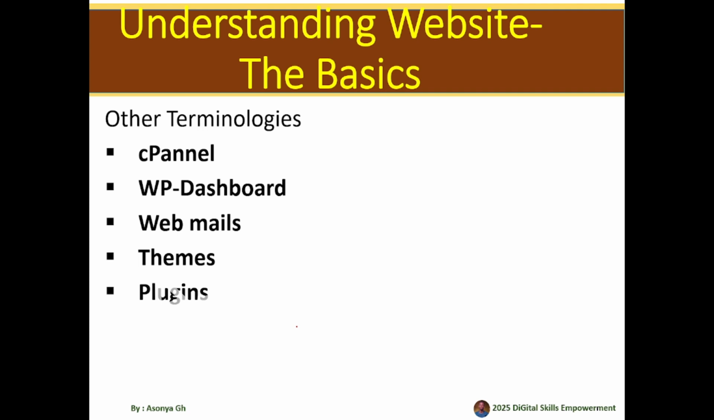And then the next one is WP dashboard. WP simply means WordPress. So the WordPress dashboard is where WordPress is actually the application. It's called a CMS, content management system or content management software. This is actually the software, or application, that you are going to use to develop the website.